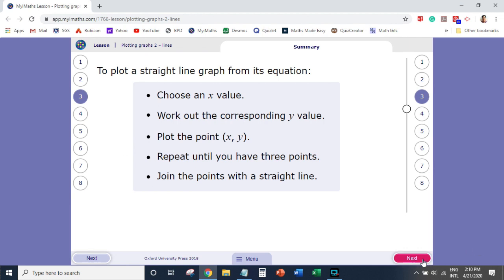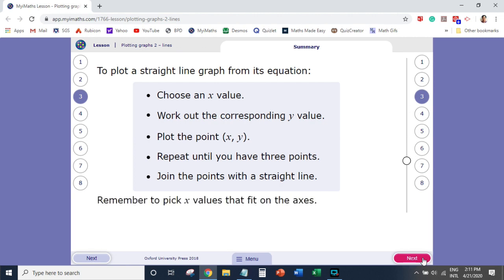notebook. To plot a straight line graph from its equation, choose an x value, any value, as long as the value is within the range of your coordinate. Work out the corresponding y value after having the x value, and then plot the point, the x coordinate and the y coordinate. Repeat the steps above until you have 3 points, and then join the points with a straight line. Remember, for the x value, it's always better to use a smaller number. Let's say 0 or 1 or negative 1 or 2 or negative 2 to calculate easier.